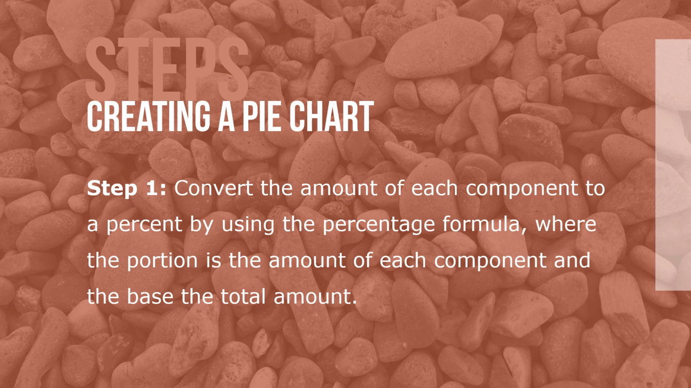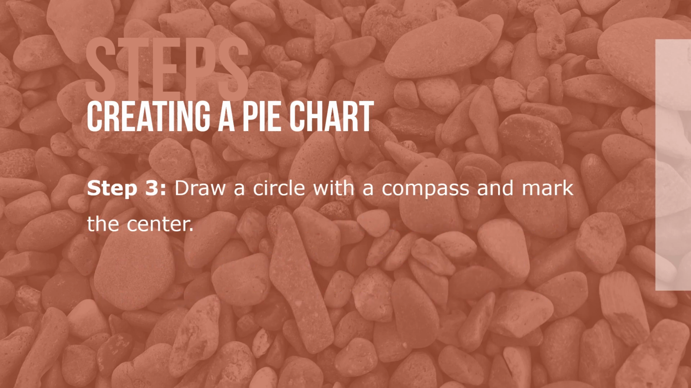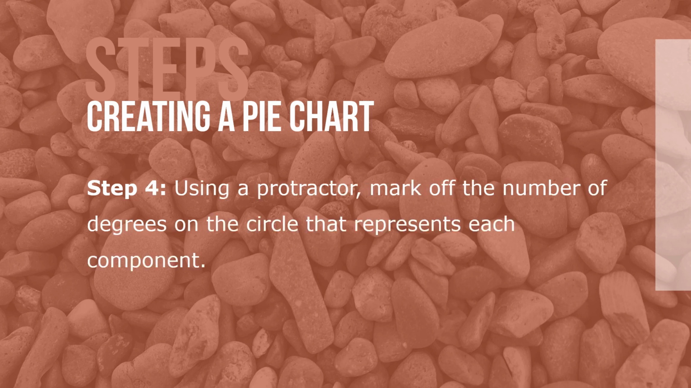Step 1. Convert the amount of each component to a percent by using the percentage formula, where the portion is the amount of each component and the base is the total amount. Step 2. Because a full circle is made up of 360 degrees representing 100%, multiply each component's percent decimal form by 360 degrees to determine how many degrees each component slice will be. Step 3. Draw a circle with a compass and mark the center. Step 4. Using a protractor, mark off the number of degrees in the circle that represent each component.